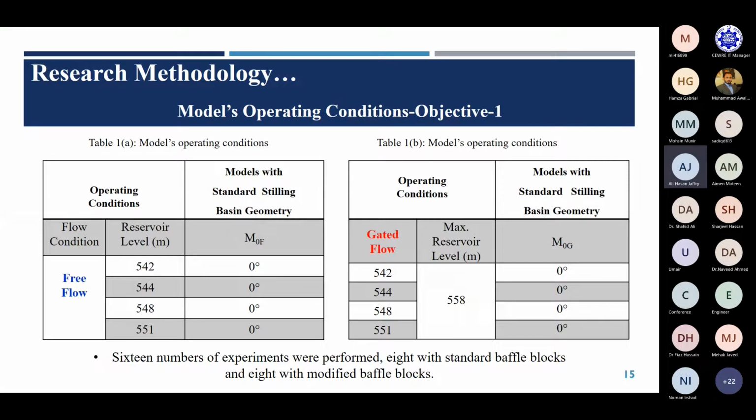And these are the different model operation conditions. These are the flow conditions for the parallel geometry of the basin. These are the flow conditions for free flow conditions, as well as for gated flow conditions. We have selected the maximum reservoir level as 558 meter ASL, as you can see in the gated flow conditions, due to the limitations of the discharge in our lab.